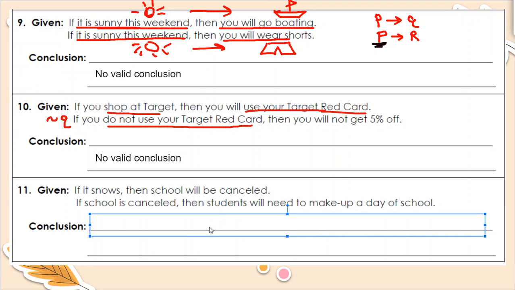However, number 11 was valid. If it snows, school will be canceled. School is canceled, then students need to make up a day of school. Okay, so we can draw the valid conclusion that if it snows, if P, then R, then students will need to make up a day of school.